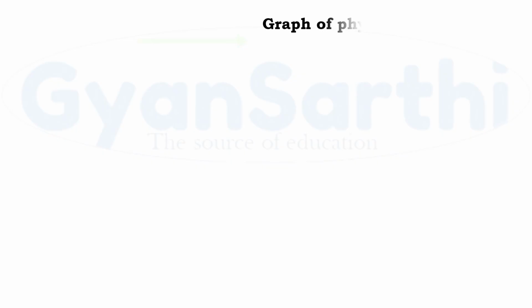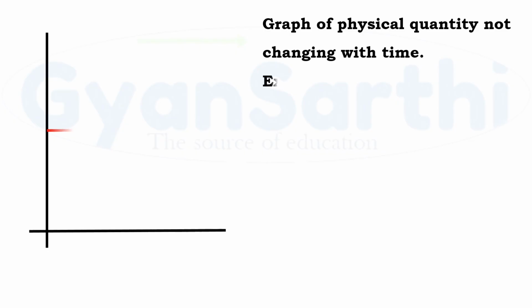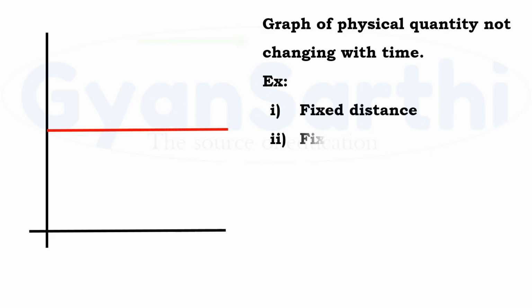Graph of physical quantity which is not changing with time has constant graph. For example, graph of body at fixed distance or displacement. In this case time is changing but body is not changing its position.